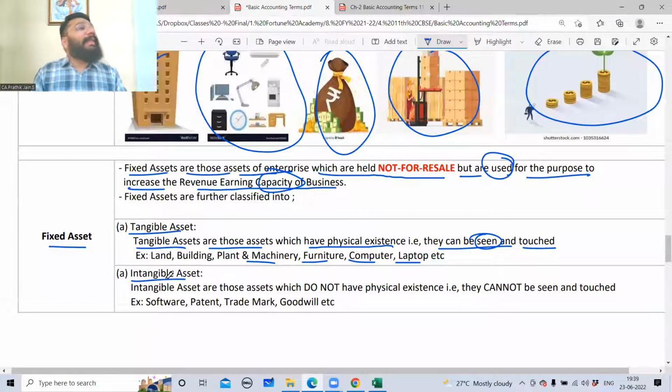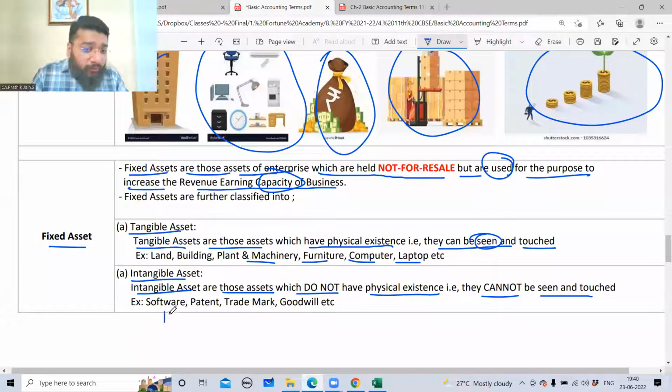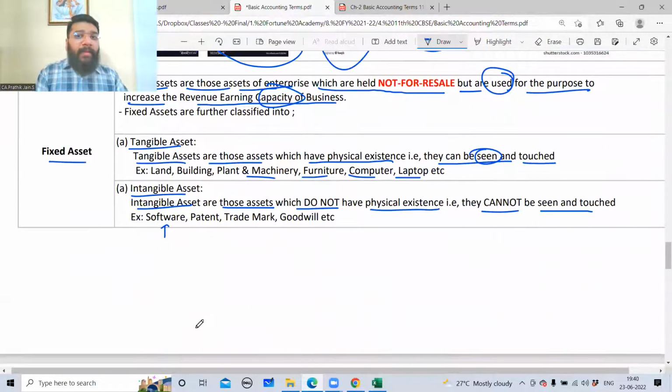Now something is called an intangible asset. Intangible assets are those assets which do not have physical existence. That means they cannot be seen and touched. Example, software. Let's talk about software. Can I say this Zoom is a software that we're using in the class? Can I say this is a software?